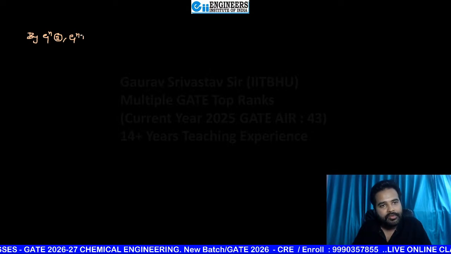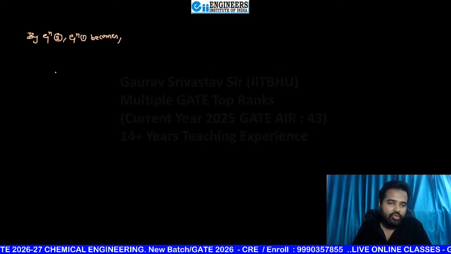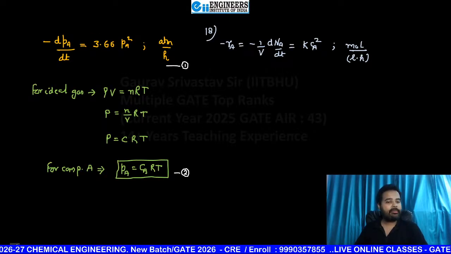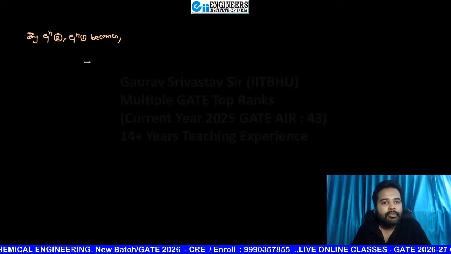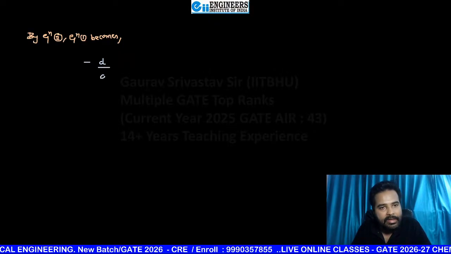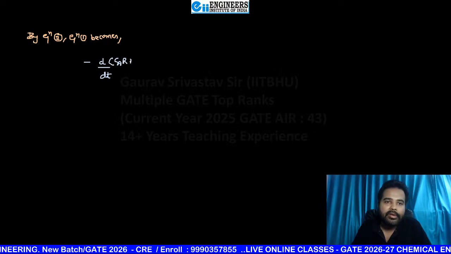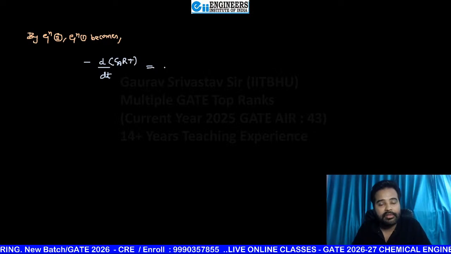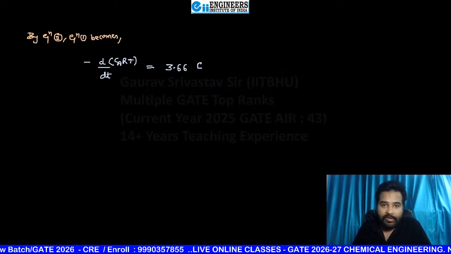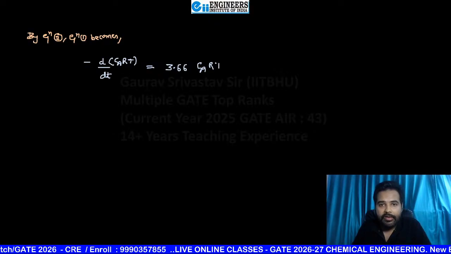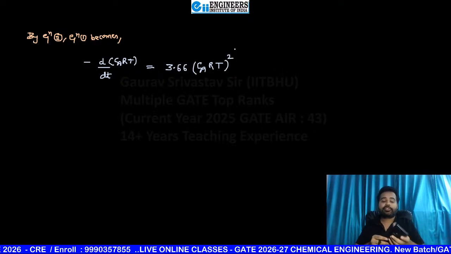Equation 1 becomes, now see what equation 1 will become. What is going to happen with equation number 1? So here it is minus dpa by dt. I can write minus d by dt, and in place of pa I can write CA RT, and that becomes equal to 3.66, and here pa square was there, so I can write here CA RT whole square.